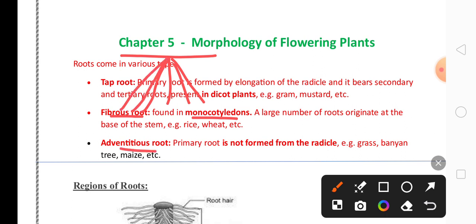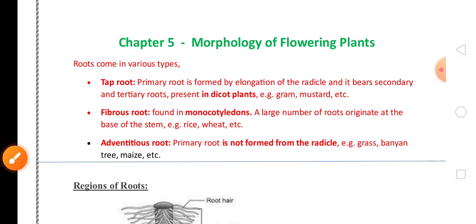And in adventitious root, a 1 mark very important question this one. Adventitious roots are not born from the radicle. Basically roots arise from the radicle part of the germinating seed. So adventitious roots, they are not formed from the radicle.